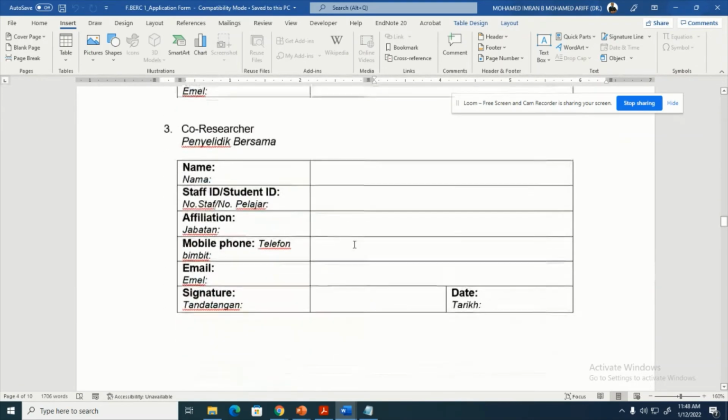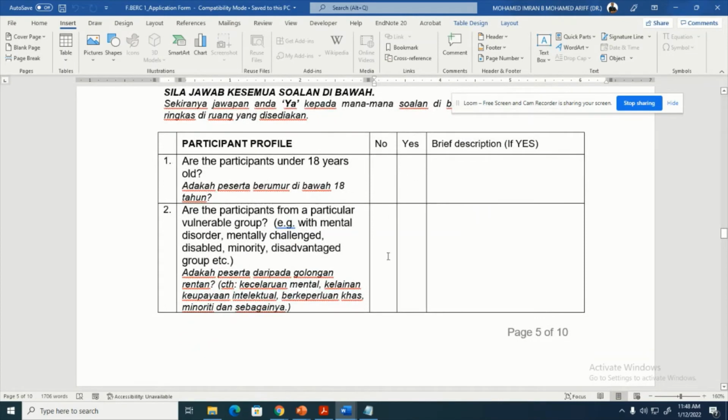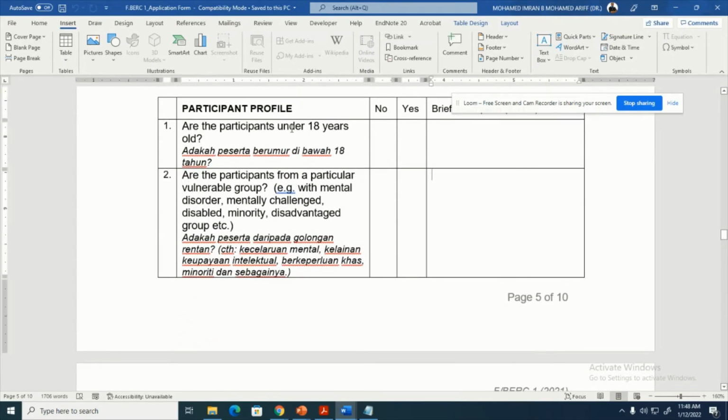Student's name, supervisor's name, if there's a co-researcher, and the profile of the human, everything is here. Yes, no, yes, no. If yes, please explain. If, for example, participants are under 18, yes, okay, explain who are these people, how old are they? Okay, they're all 6, male, female. Give a full brief description of how old are these people, how many people are 6, how many people are 5, or maybe are they vulnerable, are they OKUs? So have a brief description here.